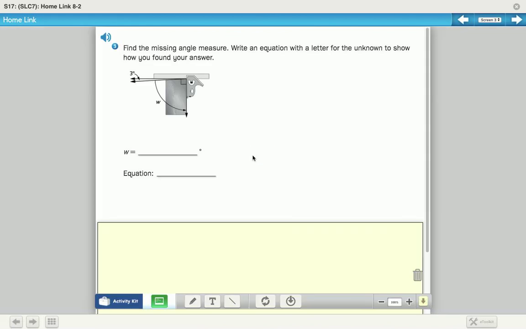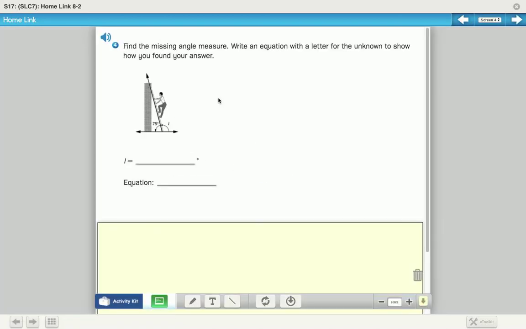Number 3, we have a door. Okay, so that would be a 90-degree angle, and this one is 3 degrees, so we have to figure out what W is. So you could do 90 minus 3 is equal to W, and then W would be equal to 87 degrees.